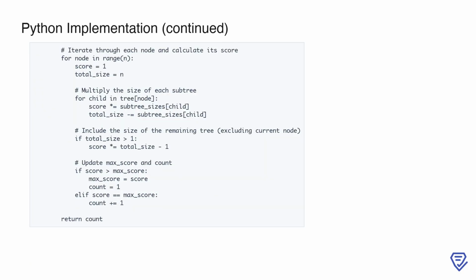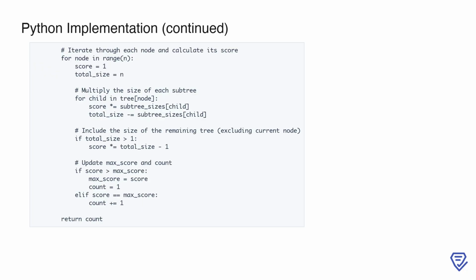Now, we calculate the score for each node. We iterate over all the nodes in the tree using a for loop. For each node, we initialize score to 1, as we'll multiply values to it, and total_size to n, which represents the total number of nodes. We then multiply score by the size of each of the node's subtrees, accessed via subtree_sizes, and decrement total_size by the size of each subtree.